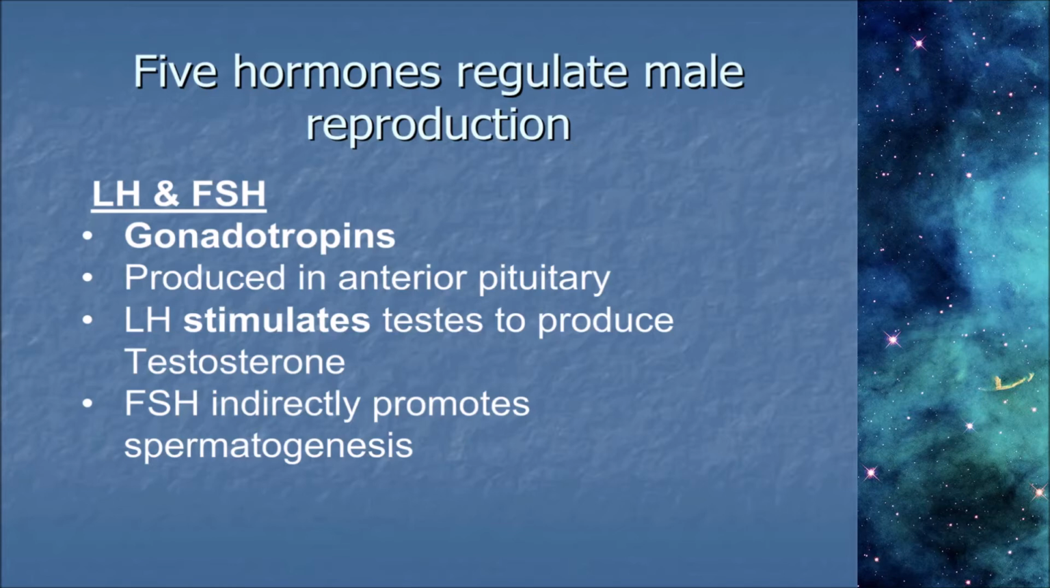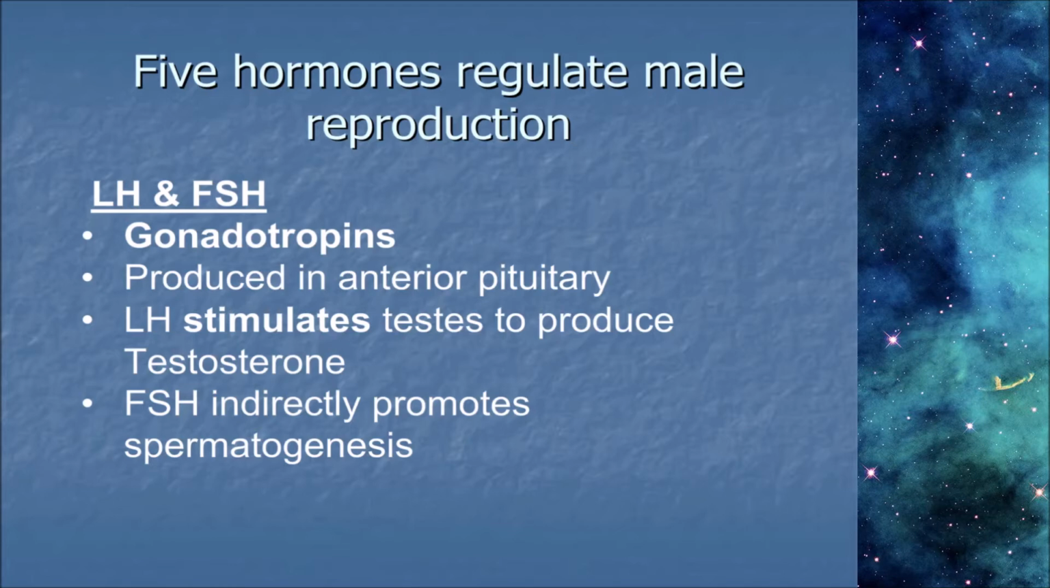Let's go back and talk about the other 4 hormones that are important in maintenance of the male reproductive cycle. And these include the gonadotropins, LH and FSH. LH stands for luteinizing hormone and FSH stands for follicle stimulating hormone. But these were named principally for their functions in the female reproductive tract. They do have different and opposite functions within the male reproductive tract. So you probably remember from your endocrine chapter that LH and FSH were produced by the anterior pituitary, and that LH stimulates the testis to produce testosterone.